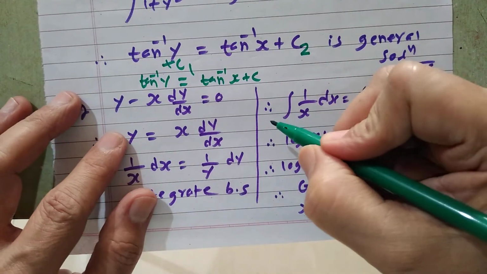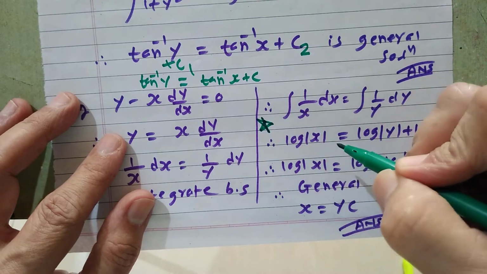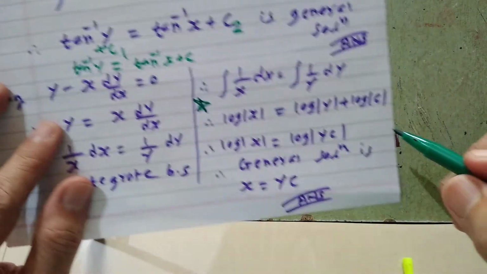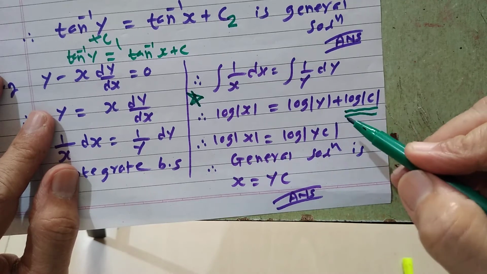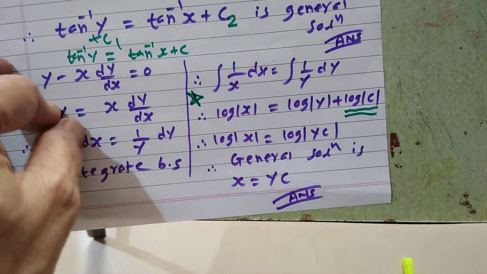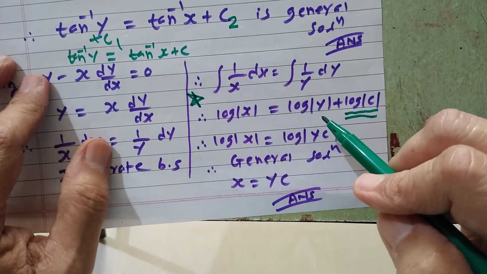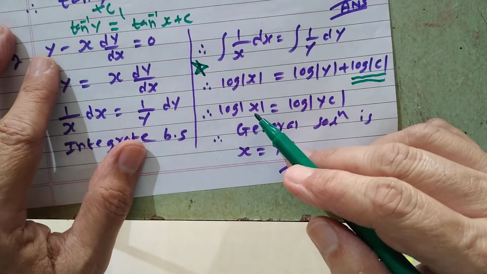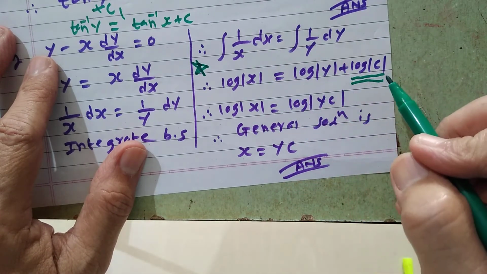Integration of 1 upon x dx is equal to integration of 1 upon y dy. Now always remember, whenever there is an integration in terms of log, then the constant also should be taken in terms of log, only on one side. Don't forget. Therefore, log of mod of x, integration of 1 by x, is equal to log of mod of y plus log of mod of c.